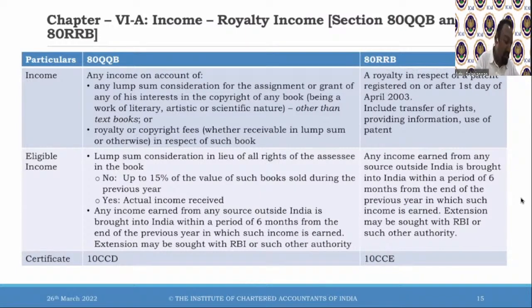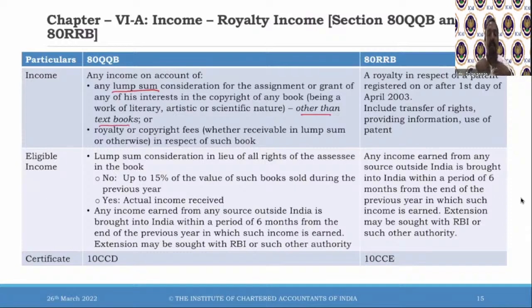As far as an author goes, the income could be a lump sum consideration. What do you mean by lump sum? See, I am going to use your book. For using your book and publishing your book, I'll give you 1 crore now itself. This is lump sum. So this lump sum is also an income for the assignment or grant of any interest in the copyright of any book, being a work of literary nature. But this provision is not applicable for textbooks.